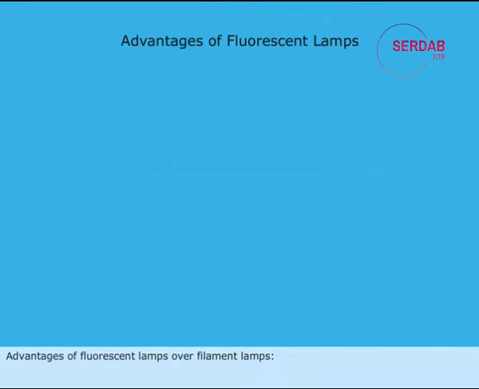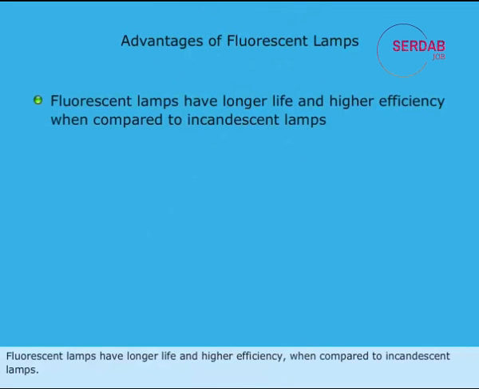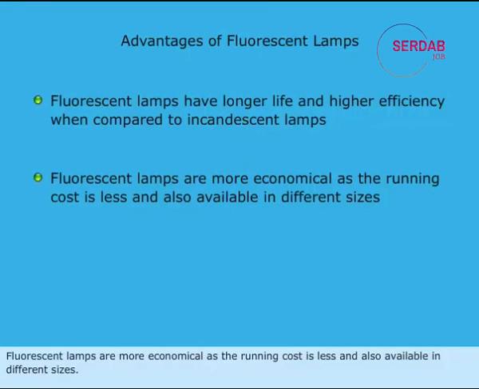Advantages of fluorescent lamps over filament lamps. Fluorescent lamps have longer life and higher efficiency when compared to incandescent lamps. Fluorescent lamps are more economical as the running cost is less and also available in different sizes.